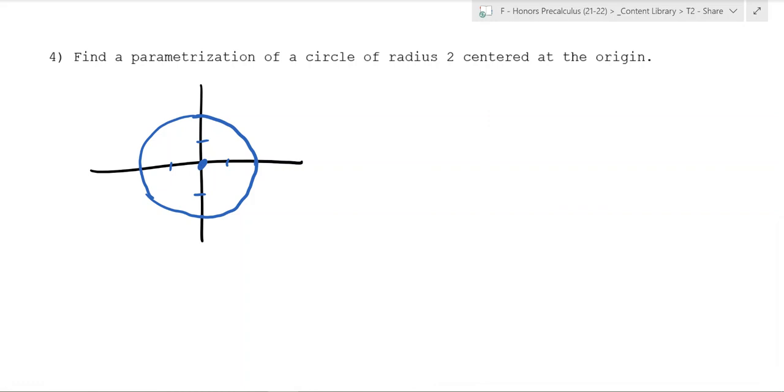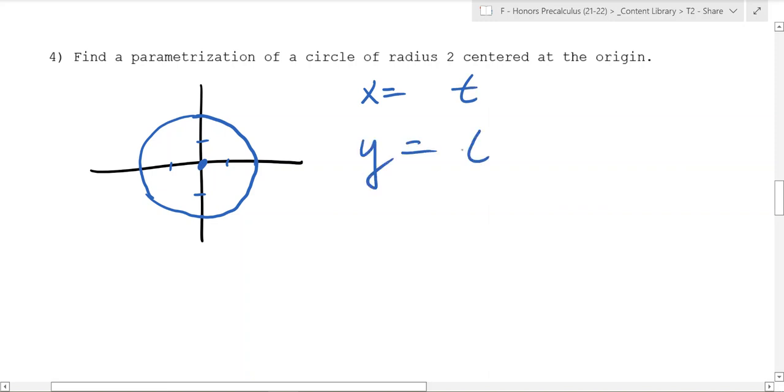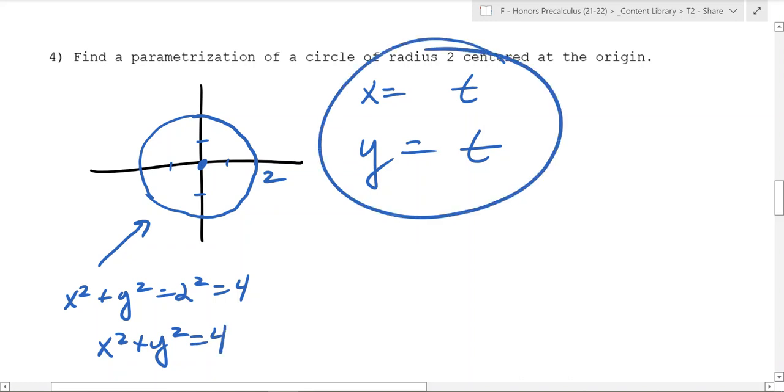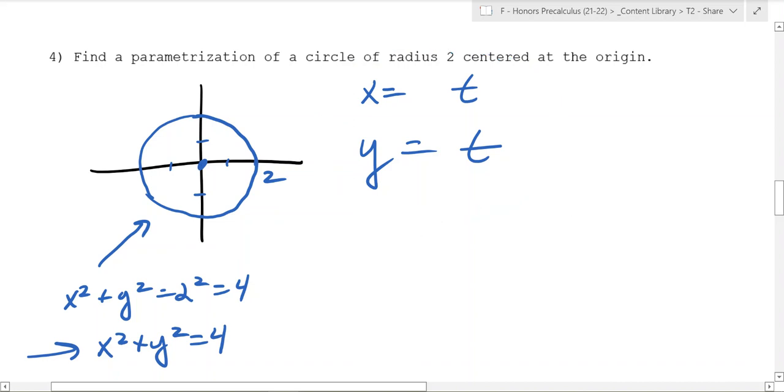Well, you have to have something where it's x in terms of something t and y in terms of something t. And what you might remember is the Cartesian equation, meaning the equation without t, for this is going to be x squared plus y squared is equal to 2 squared, which is 4, because this is a circle of radius 2. So x squared plus y squared has to equal 4. So whatever we come up with here has to work here. Whatever we get has to also be true for x squared plus y squared.